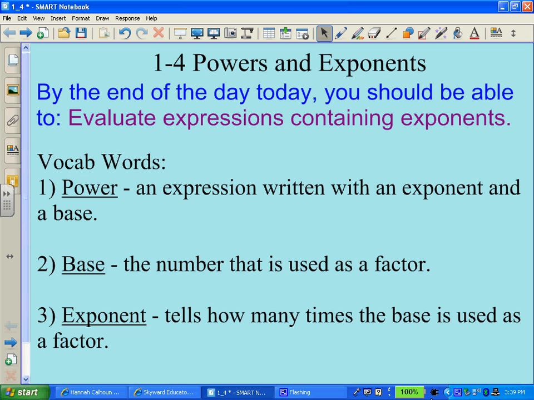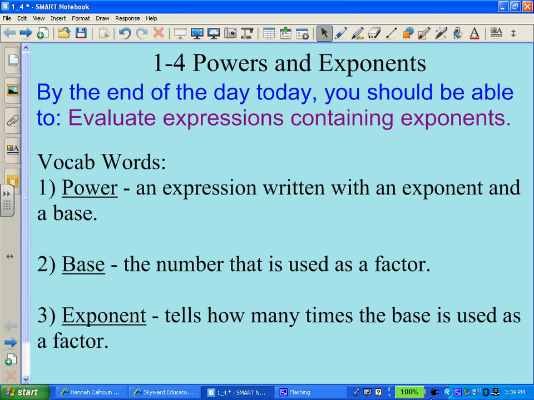Today we're going to talk about 1-4, which is about powers and exponents. Our goal by the end of today is to be able to evaluate expressions that have exponents in them. I'm pretty sure you've seen exponents before, so this is going to be mostly a review. We have 3 vocab words.